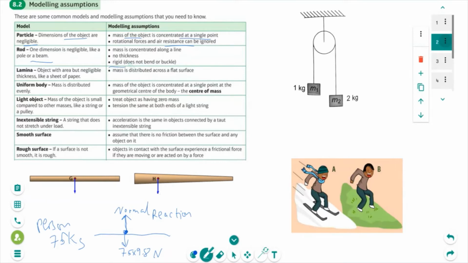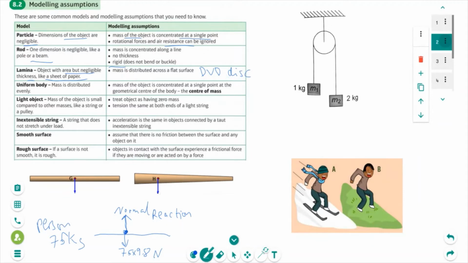Okay. Laminar is basically something which is flat. Laminar, you can ignore the area. So the area can be ignored. An example would be a sheet of paper. Another example would be a DVD disc. For example, that can be modeled as a laminar, so you could ignore the thickness of it.